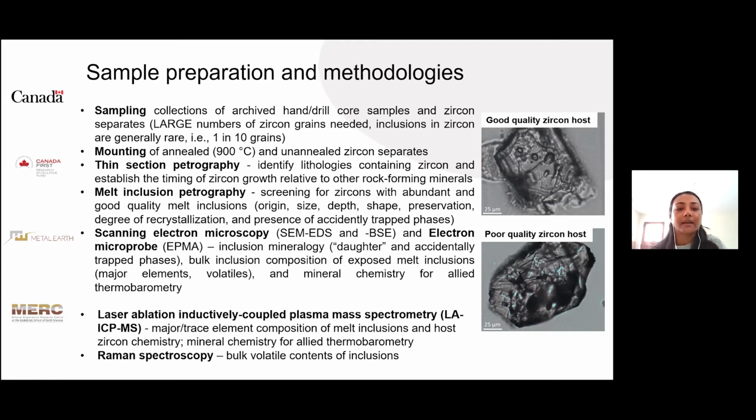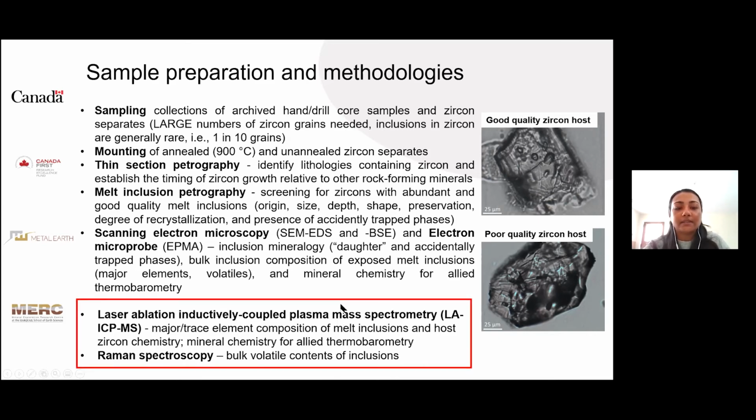So the methodologies that I'm undertaking are thin section petrography to identify lithologies that contain zircon and establish the timing of zircon growth relative to other rock forming minerals. Melt inclusion petrography to screen zircons that have good quality melt inclusions. This will be based on origin, size, depth, shape, and preservation, as well as the degree of recrystallization of the melt inclusions. And we're also taking a look at presence of accidentally trapped phases.